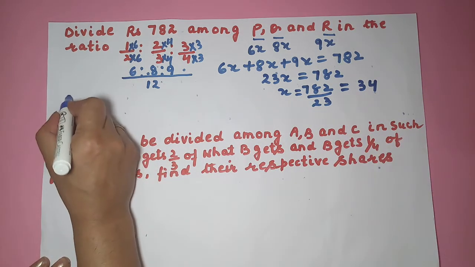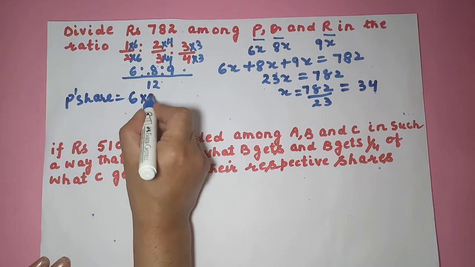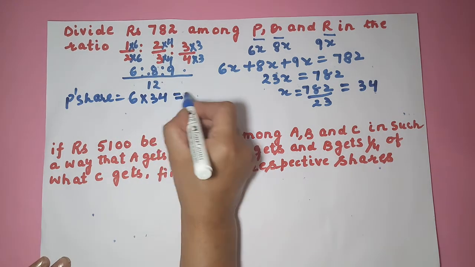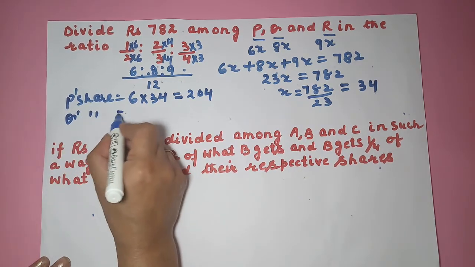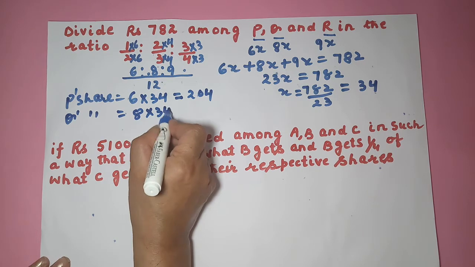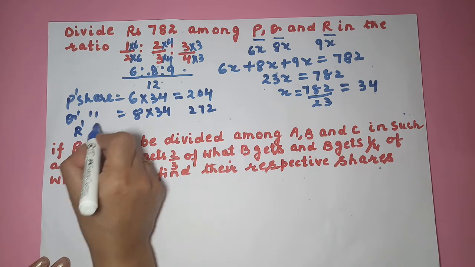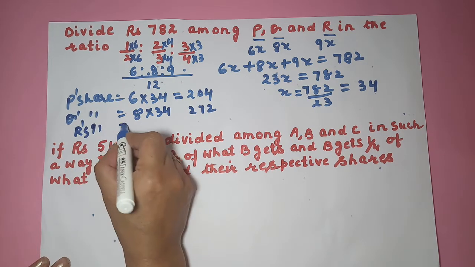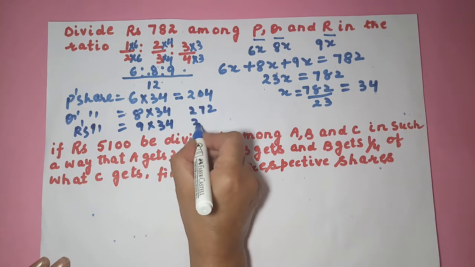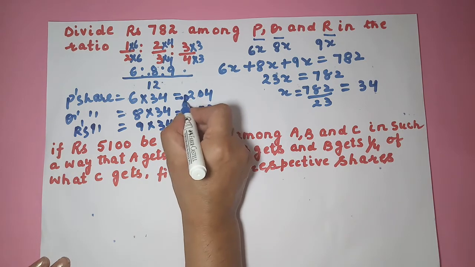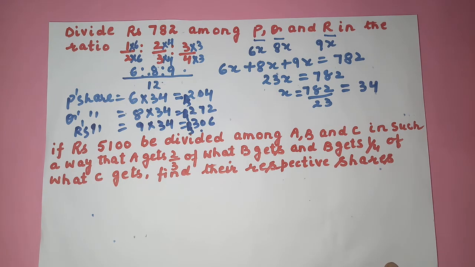So let's calculate P's share now. How much is P's share? 6x. So 6 into 34, which is equal to 204. How much is Q's share? It is 8 into 34. How much is 8 into 34? 272. And then R's share. How much is that? 9 into 34. So that is 306. So please write rupees in front of this. Right? Now, the next one.